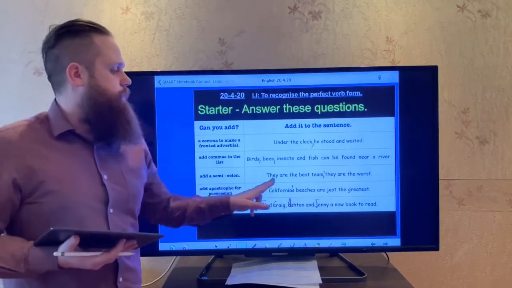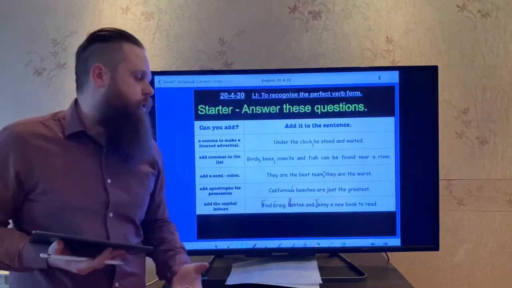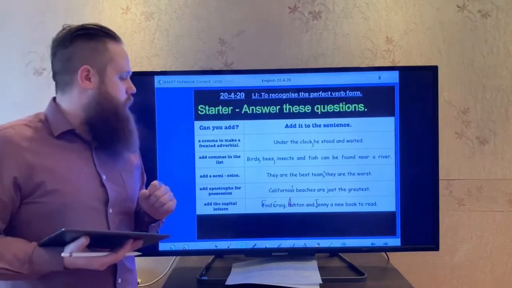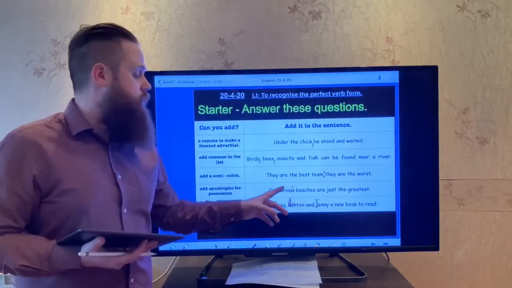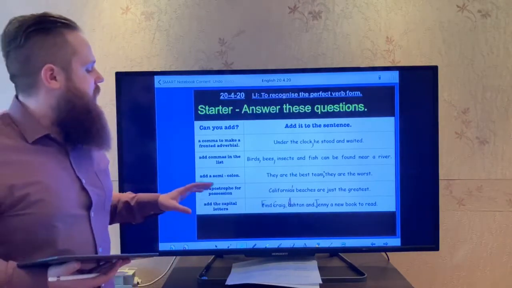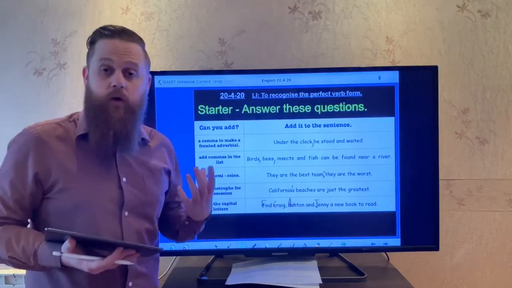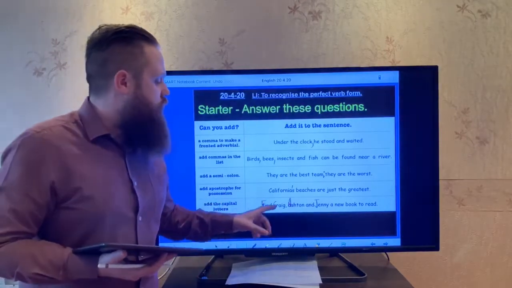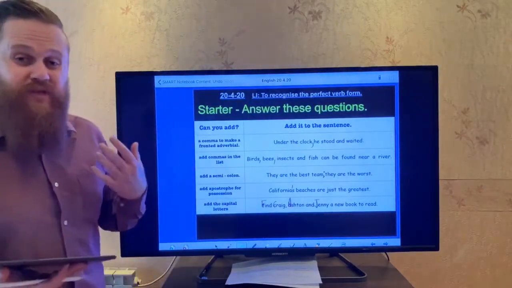Add the semicolon, would go between team and they. They are the best team; they are the worst. Add apostrophe before possession. Well, it's talking about California's beaches. There's only one state of California, so it's California apostrophe S beaches. And then add the capital letters to the sentence. Well, F for find needs one because it is the start of the sentence. Craig, Ashton and Jenny all need one because they are proper nouns, they are people's names.